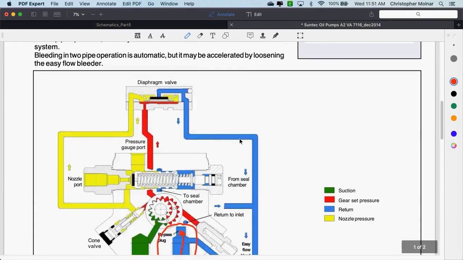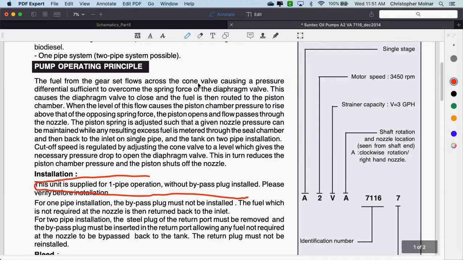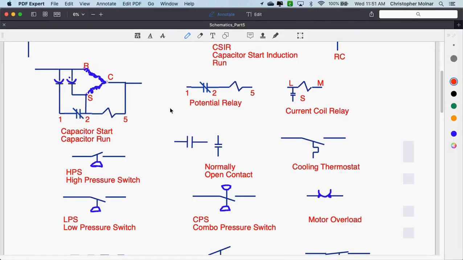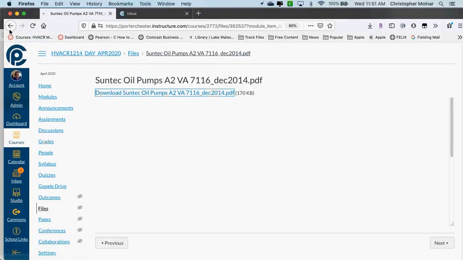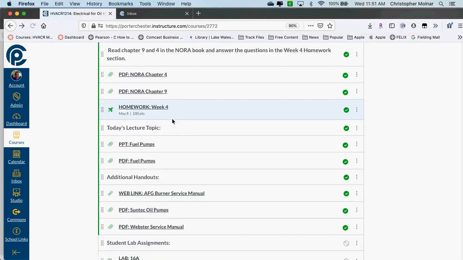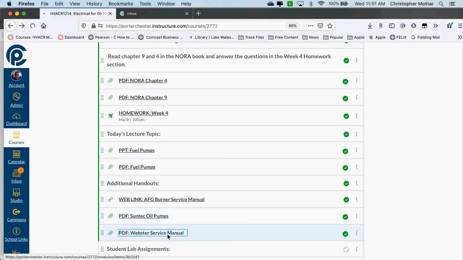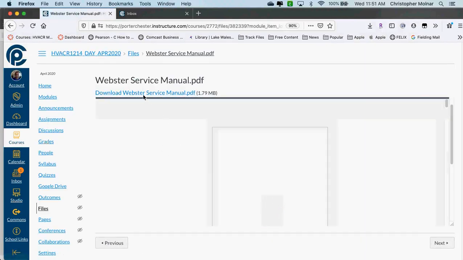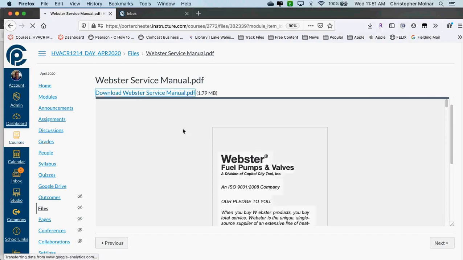This is just one of those handouts I would probably keep and save. There's a similar one for the Webster pump. There's something very important about a Webster pump: you cannot open them up. They do not have a strainer in the majority of the Webster pumps. Webster pumps are a little bit different. They actually grind up any materials that come into the pump. So the Webster pumps don't have that strainer that you can change out.